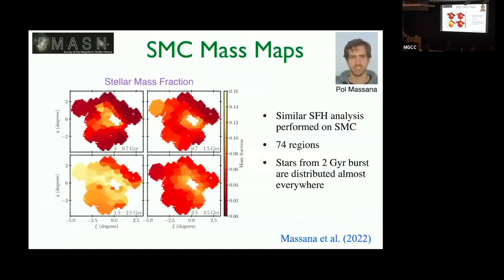All right, now Paul Masana, who I think is online. Hi, Paul. He did this also on the Small Magellanic Cloud, and this was now broken up into 74 different regions. And here are the stellar mass fraction maps where light is more mass. And you can see that in the 2 gigayear age bin, there's just a whole bunch of stars being formed in that region, again, likely due to this 2 gigayear burst.